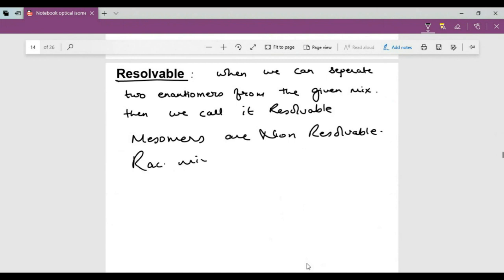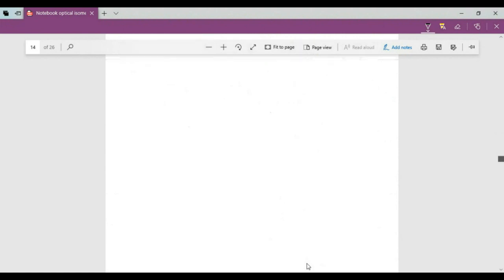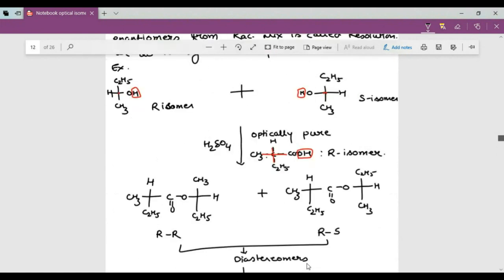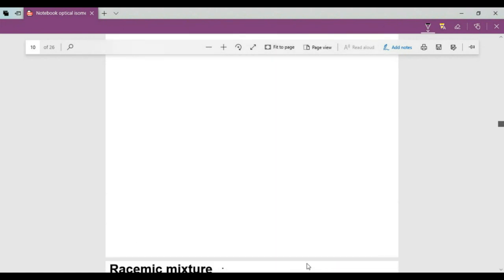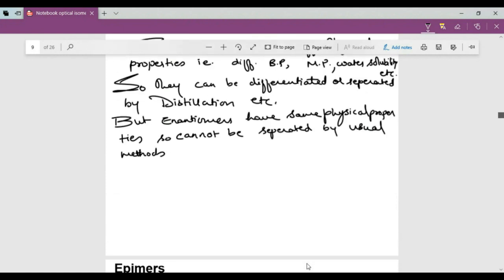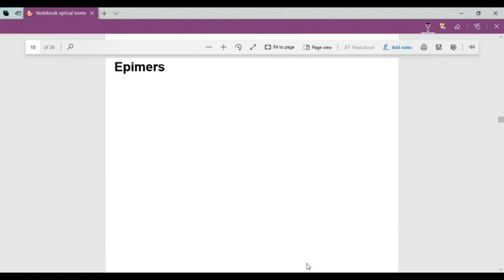Racemic mixture, resolvable, because you can separate the two components of it easily. I can't say the word easily, but at least you can separate the components, then it is called resolvable. Okay? So, coming back to where we were before racemic mixture, we left one definition after diastereomer.